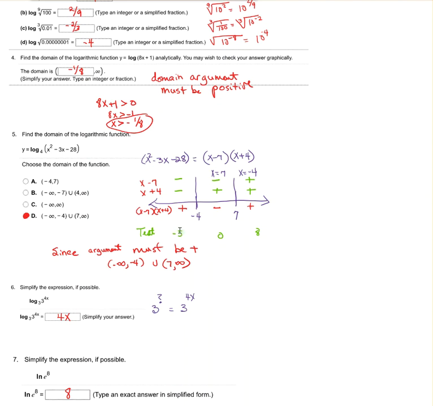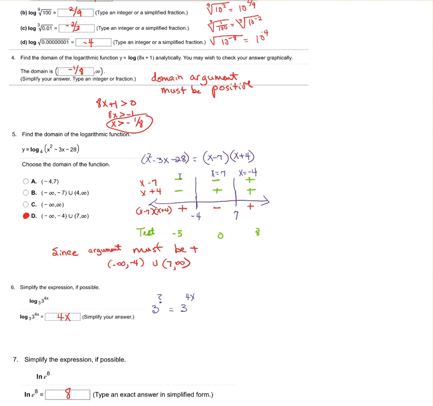And then if I test negative 5 right here, negative 5 minus 7, that's still negative. Negative 5 plus 4, that's negative. If I test 0, I get negative and I get positive. If I test 8, I get positive and positive. Okay, so now the multiplication of these two signs, this is the easy way to do it. Negative times negative gives you positive. Negative times positive gives you negative. Plus plus, you get plus. Remember that we're talking about these two being multiplied together because this argument has to be positive.